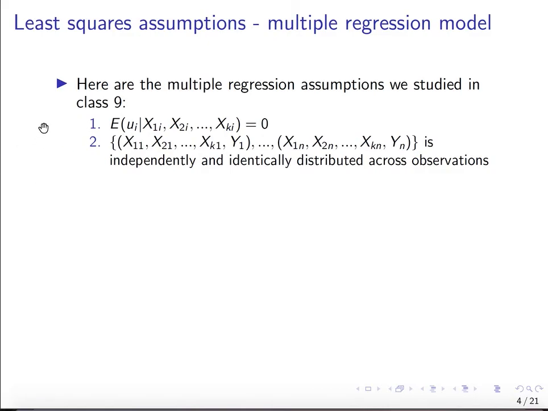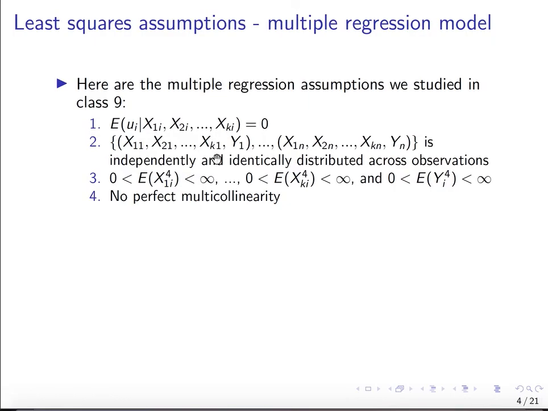Then we also talked about all the regressors and the dependent variable needing to be IID. That's something we discussed in the last lecture when we talked about the need for clustering. And of course, we said that large outliers should be unlikely for all x's, and that we shouldn't have perfect multicollinearity.